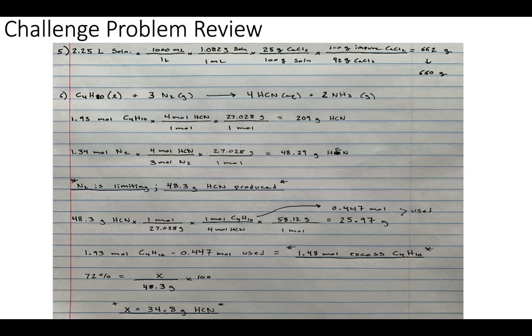Now, from 1.34 moles of nitrogen gas, it's 3 moles of that to make 4 moles of cyanic acid. Just converting it to grams, we find that we can only make 48.29 grams of cyanic acid based on our nitrogen gas. Because we can make less product based on our nitrogen gas, that is our limiting reactant. So N2 is limiting, and 48.3 grams of HCN is how much we could produce.